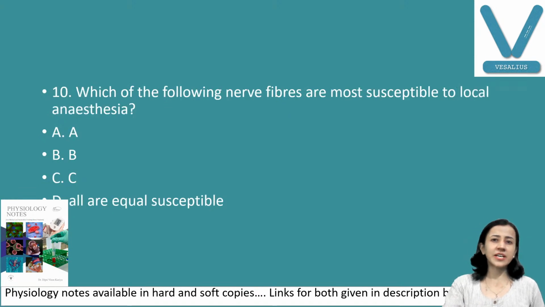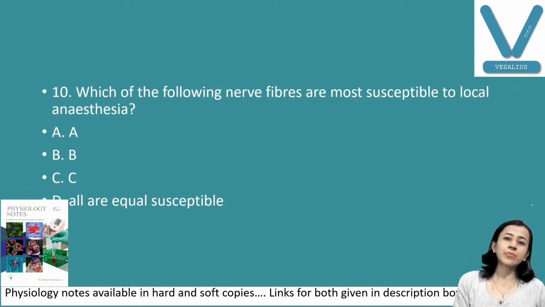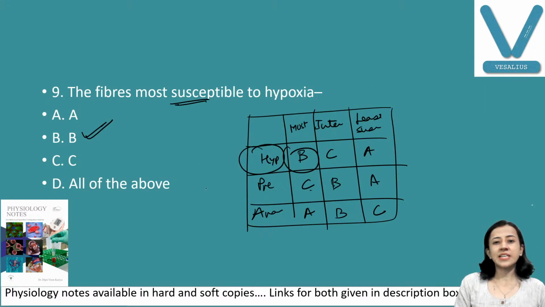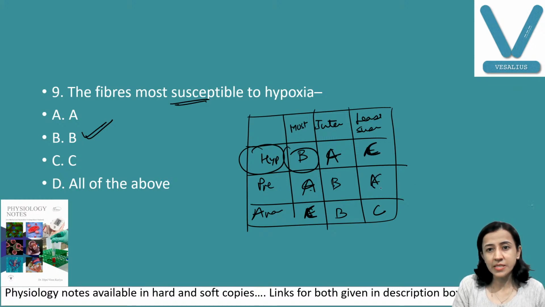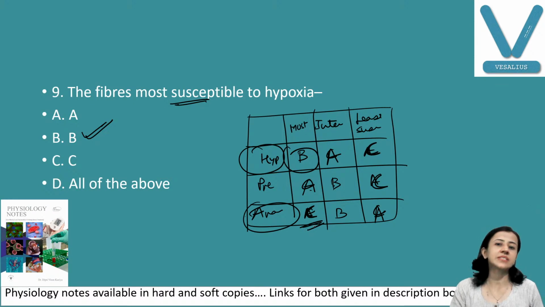Next question is also related to the same. Which of the fibers are most susceptible to local anesthesia? From this we can easily find out. Most susceptible to local anesthesia. Sorry, this is BAC. Sorry, BAC. So most susceptible to anesthesia, they are C fibers.